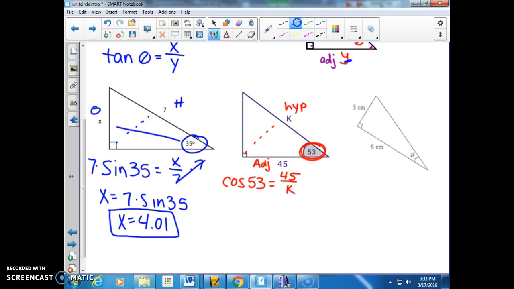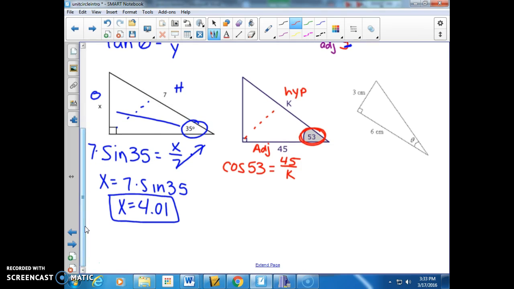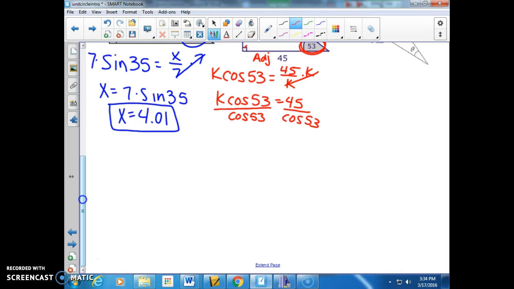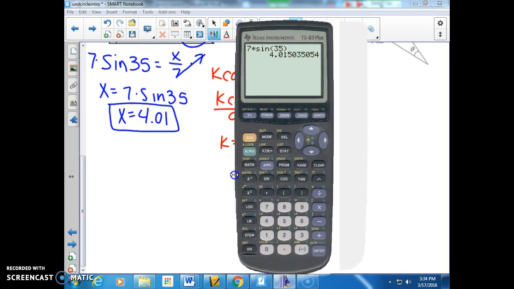This one looks a little bit different than the first one. The first one, we were able to multiply that out and get our answer. So really, we're going to do the same process, but we have a couple extra steps. So that cancels. I'm left with K times cosine of 53 equals 45. Now cosine of 53 is just a number, so we're actually going to divide that out. So we're left with K by itself. When we go ahead and put this as an answer, these cancel, and I get K is equal to whatever 45 divided by the cosine of 53 is, which is something I checked in my calculator.